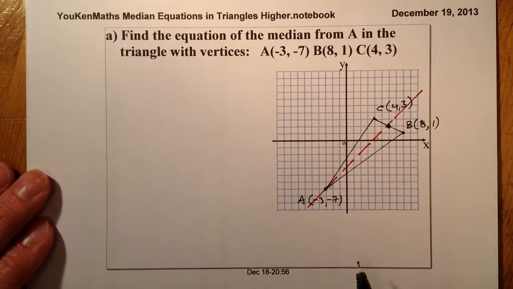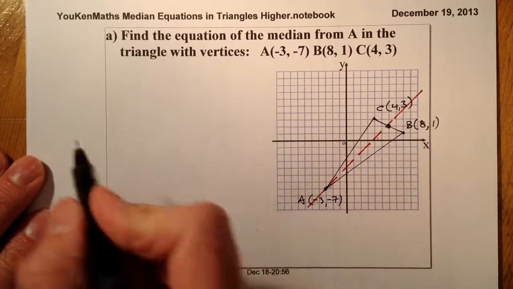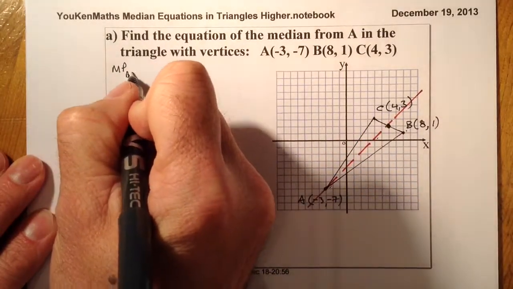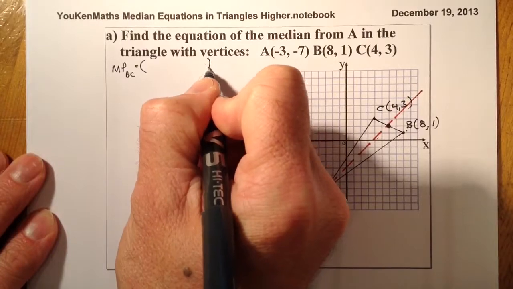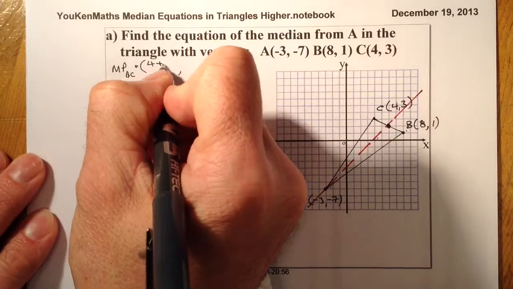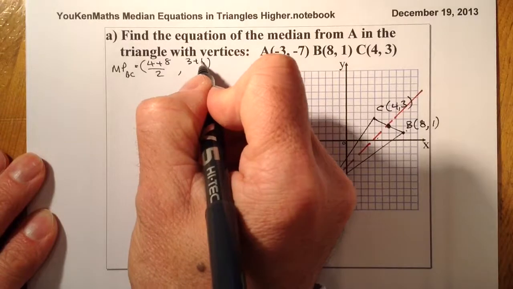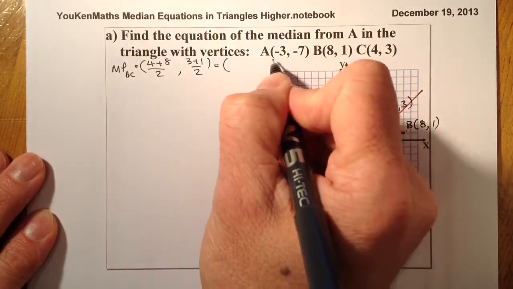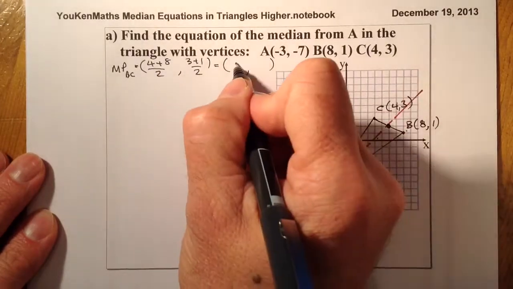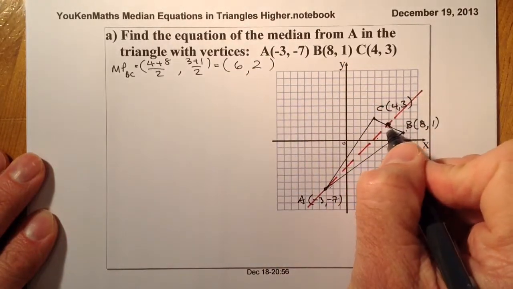Right then, so the first thing that I did when we looked at it was to find that midpoint that's there. So let's see how we find the midpoint. It's the midpoint of BC. All I'm going to do is take the mean of the two x coordinates, so that's 4 plus 8 divided by 2, and 3 plus 1 divided by 2. What that should give me is the coordinates of that midpoint. So 12 divided by 2 gives me 6, and 4 divided by 2 gives me 2. So that's the midpoint that I've found.